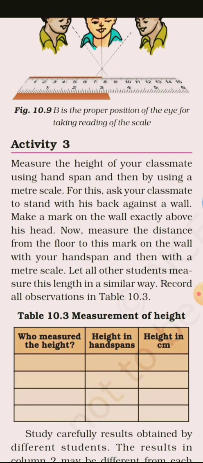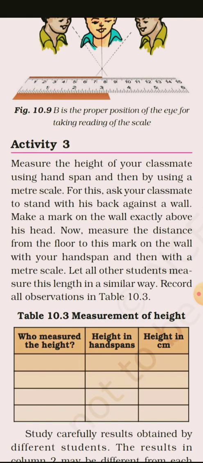Now activity 3, measure the height of your classmate using hand span and using a meter scale for this. Ask your classmate to stand with his back against a wall. Make a mark on the wall exactly at his head. Now measure the distance from the floor to this mark on the wall with your hand span and then with a meter scale. Let all the students measure this length in a similar way. Record all observations in table 10.3.